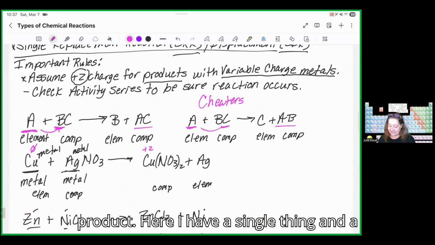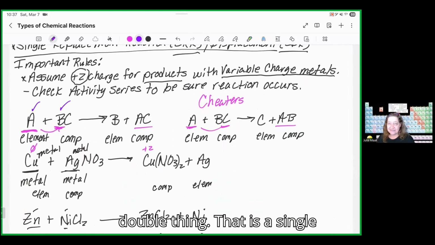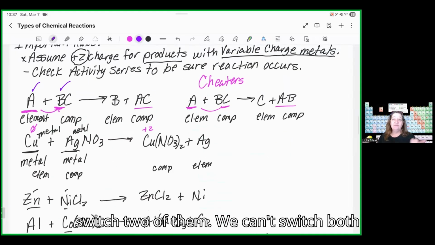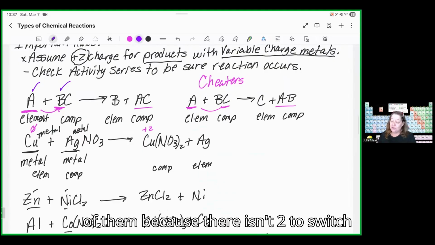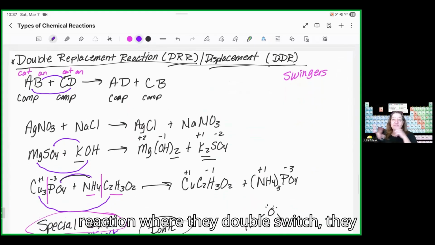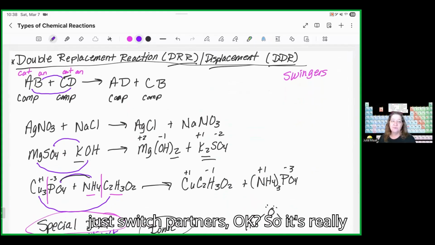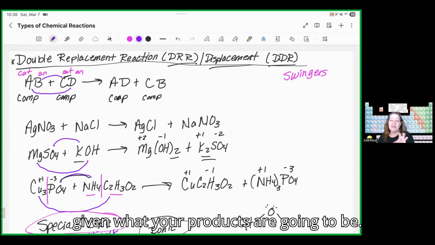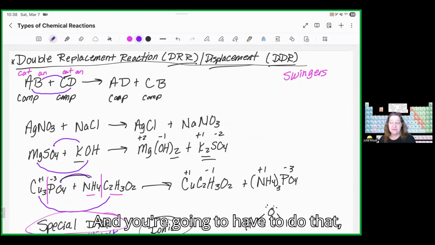Here I have a single thing and a double thing. That is a single replacement reaction, because we can't switch both of them, there aren't two to switch here. And then our double replacement reaction, where they double switch, they just switch partners. So it's really easy to tell from the reactants you're given what your products are going to be, and you're going to have to do that.